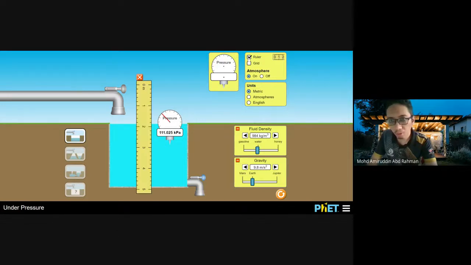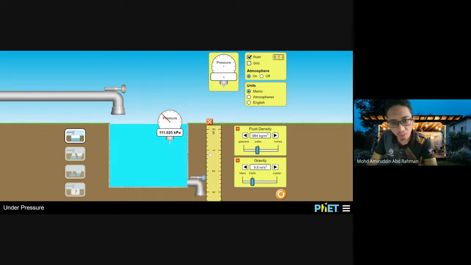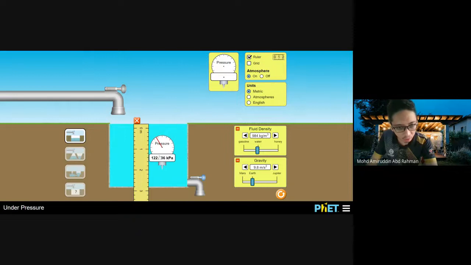meters. So again, you need to have the ruler to check about 2 meters. It's somewhere over there. So you need to answer that. From here up to here, somewhere over here. You change the fluid density, so you note how the pressure changes, right?